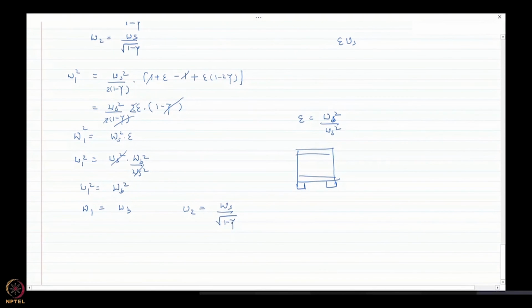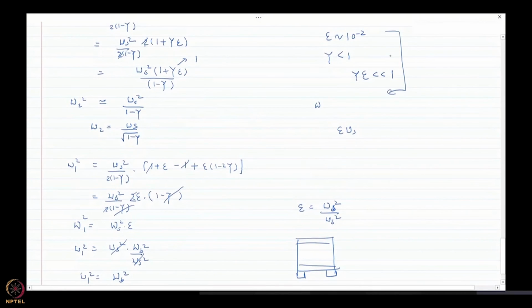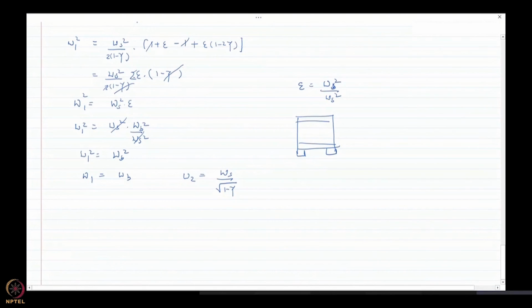Okay, so for a base isolated structure, even when you consider 2 degree of freedom representation, as long as these assumptions are valid, that the frequency of the superstructure is much higher than the base isolated structure, the first mode is basically the base isolated mode. The second mode is the deformation in the superstructure, but the frequency is not exactly equal to omega s. It might be close to that, but not exactly equal to omega s.